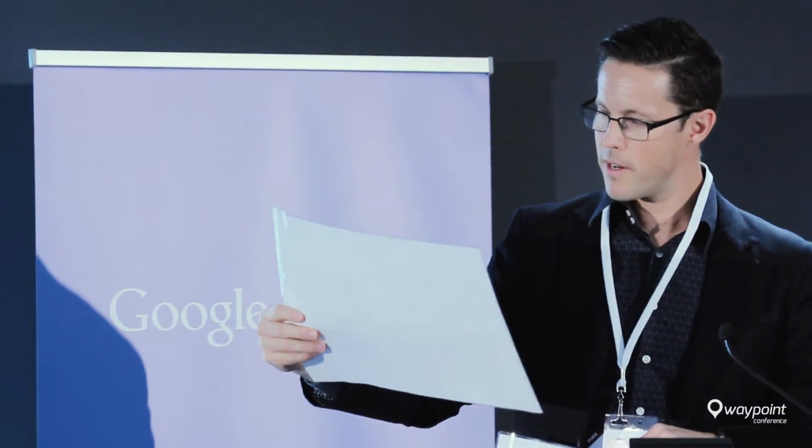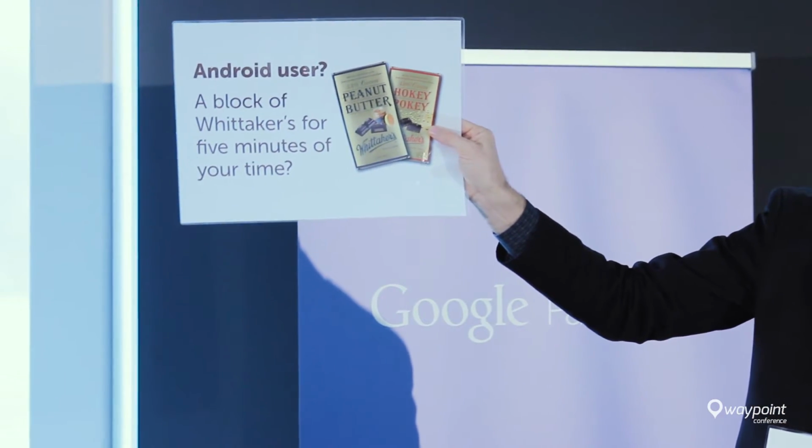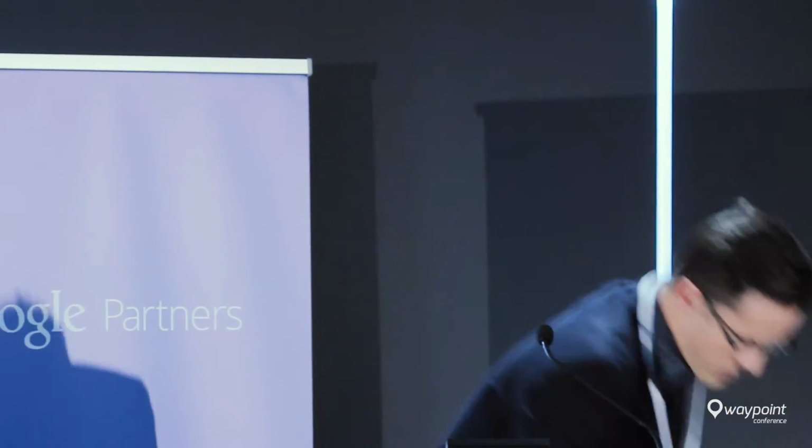They did this sort of thing next, and this is for an Android one: Android user, a block of chocolate for 5 minutes of your time. They were inundated with people who wanted to come and do some user testing. So chocolate works really well. And if you're interested in which chocolate works well, it's the dark Ghana. That's the most appealing. So, chocolate.